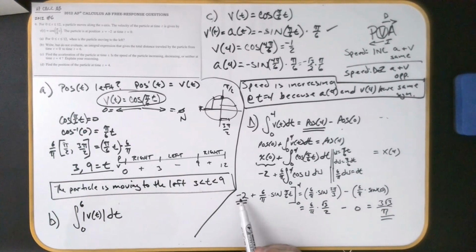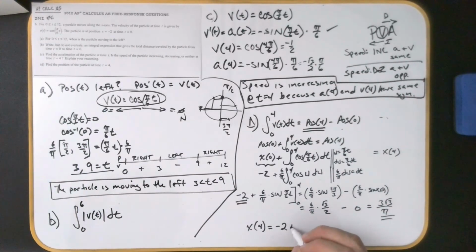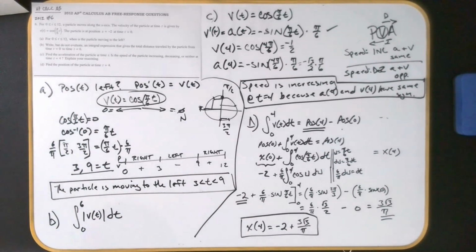But I still had the negative 2 from the initial position. So when I combine the initial position with this whole integral here evaluated to here, my final answer would be my position at 4 is equal to negative 2 plus 3 rad 3 over pi. And again, being a non-calculator question, that would be the type of result they're looking for.